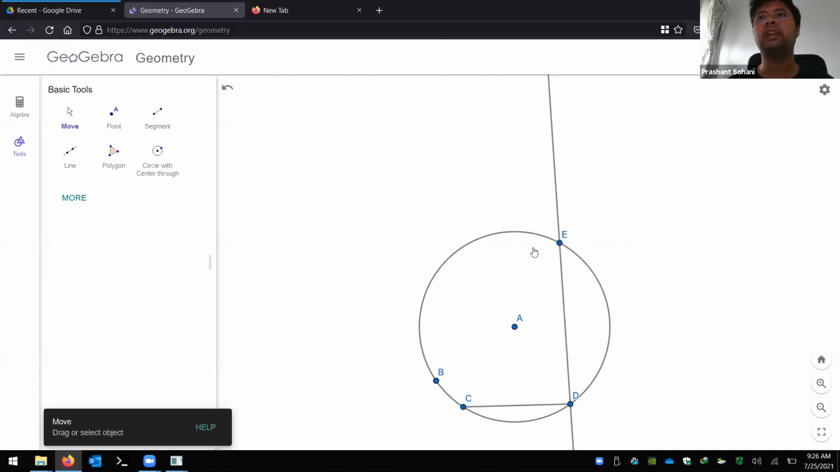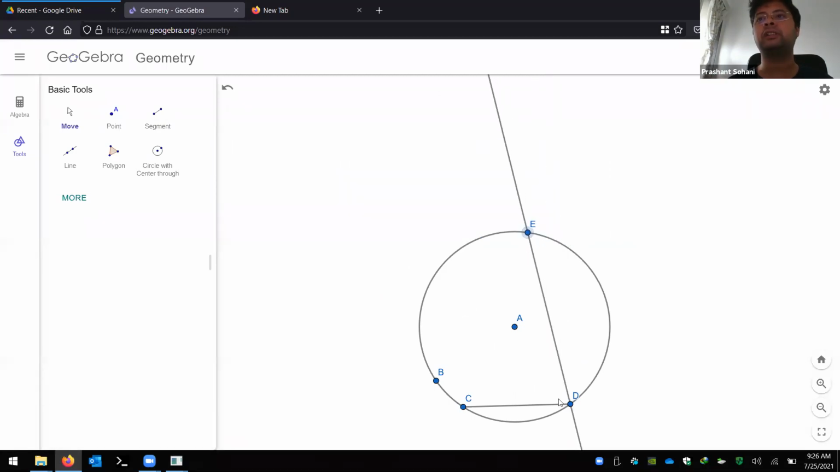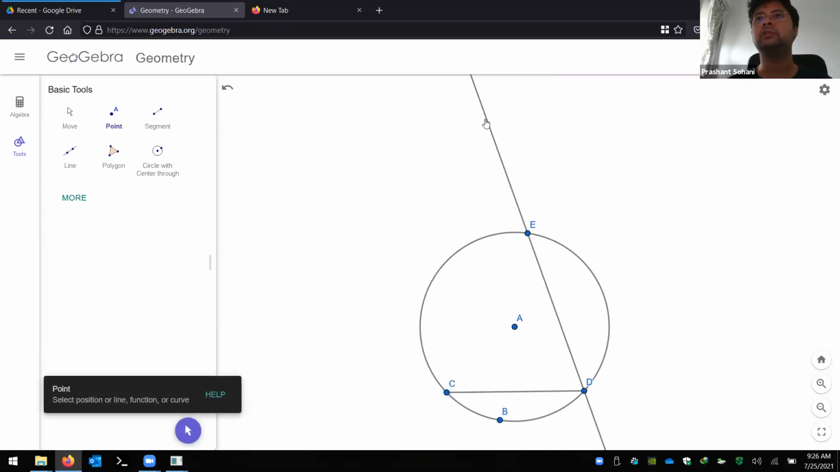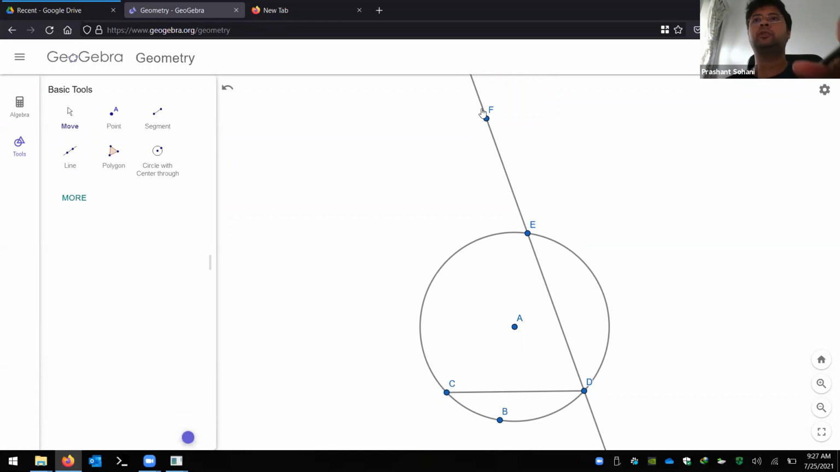So then basically my variable point P has to lie on this line somewhere. That is how I force the problem to be a bit constrained. So this is my point P. Let me at least call this point P.